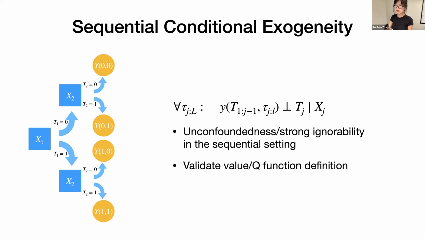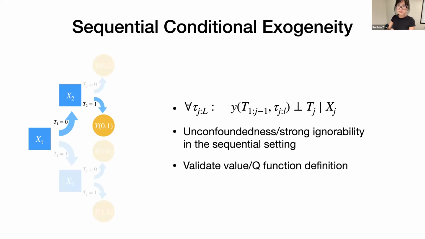So maybe here is a more graphical illustration of the assumption. Here we consider two stages, only two stages, and binary outcomes. Conceptually, there are four different paths for the treatment assignment, and there are four different potential outcomes: y00, y01, y10, and y11. But in practice, we can only choose one path to assign our treatment. For example, here it is y01. So at the first stage, we assign treatment 0, and at the second stage, we assign treatment 1, and we observe y01.